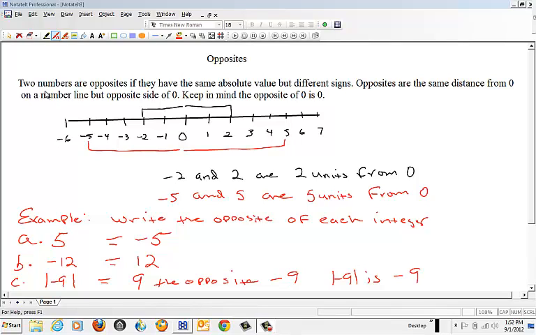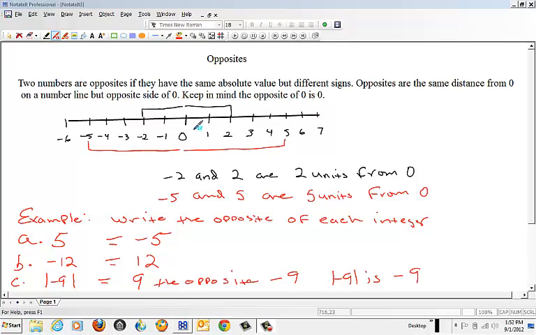Okay, now that we've talked about absolute values, we want to take a look at the term opposite and some examples. Two numbers are perceived to be opposite if they have the same absolute value but different signs. Opposites are the same distance from zero on a number line but on opposite sides. And please also make a side note that the opposite of zero is always zero.